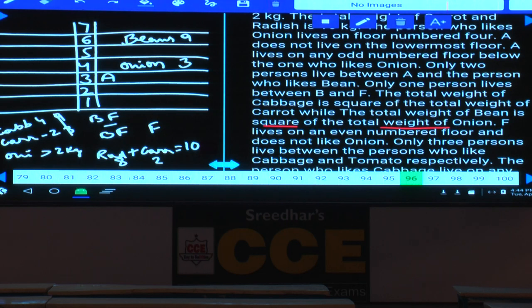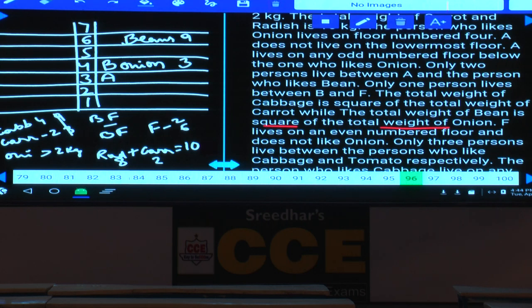Now if F is 6, then B will be 4. Or if F is 2, B will be 4. In both cases, B must be on the 4th floor only. Are you following this or not? Then, if B is here, F can be 6 or 2. And the next one: F lives on an even number floor and does not like onion.